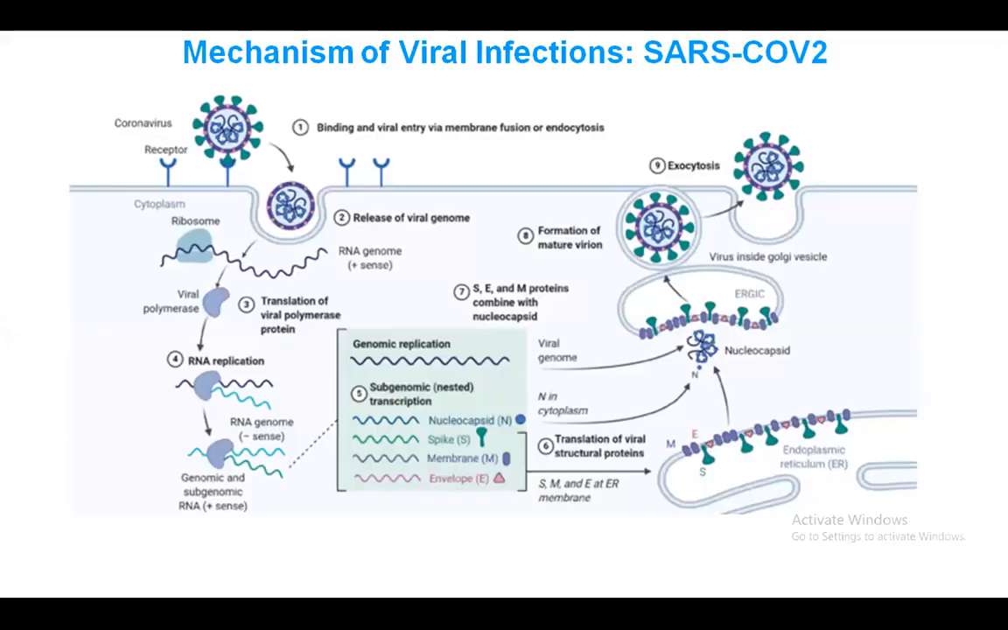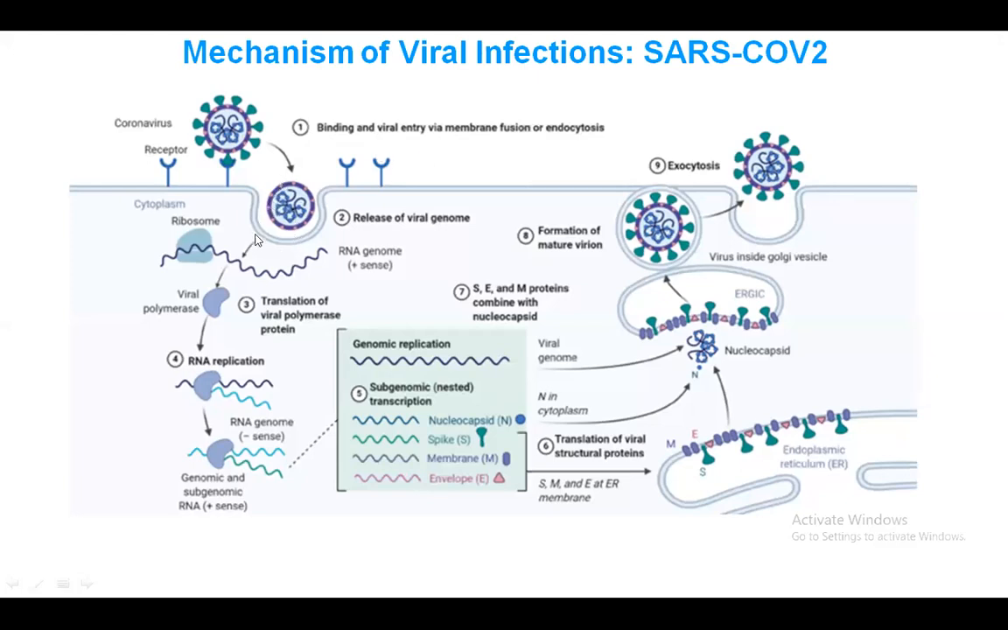So let's look at the mechanism of any viral infection. I'm taking the example of SARS-CoV-2. Whenever a virus infects a person, how exactly does the infection go through and what mechanism does it follow? Look at SARS-CoV-2, whose main protein is the spike protein. It binds to the receptor ACE2 on our human cells, and this binding leads to its endocytosis into the cell.